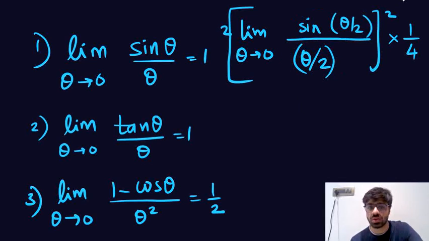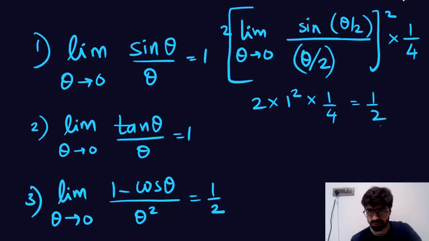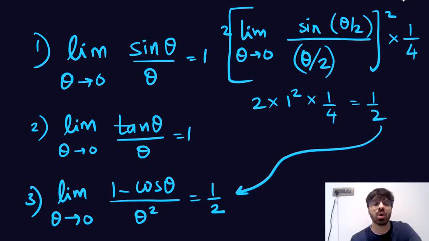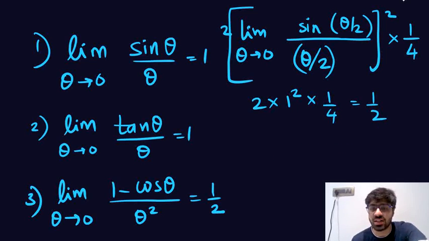So this bracket is evaluating, or it has the value, as 1. So we have 2 into 1 square into 1 by 4, which is equal to 1 by 2. And that is how we get the value of (1 minus cos theta) by theta square as 1 by 2.